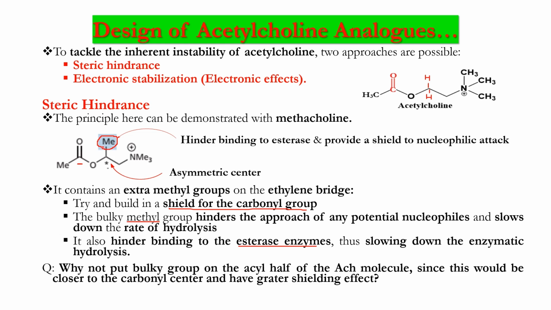Putting a bulky group on the acyl half of the acetylcholine molecule is avoided. Why? Because the steric hindrance it creates prevents the molecule from properly fitting into the active site of the enzyme acetylcholinesterase, thus drastically reducing its activity and the hydrolysis rate. It's obvious that acetylcholine should undergo degradation, but the degradation should occur at a certain rate. So this modification is not going to be used.